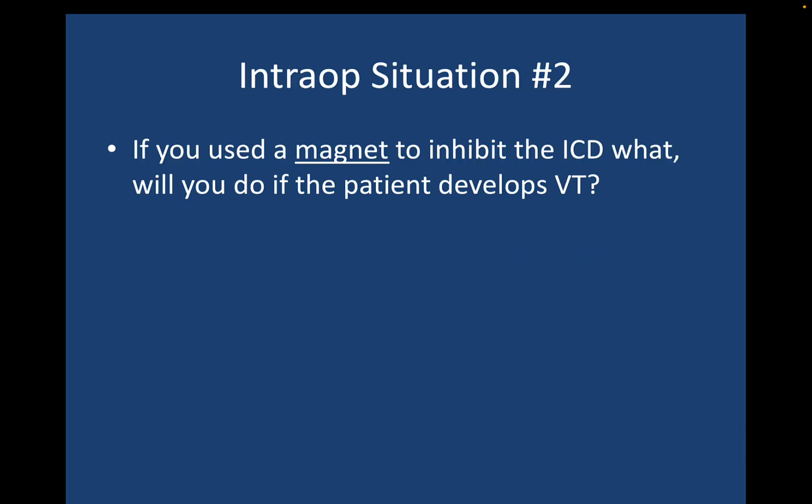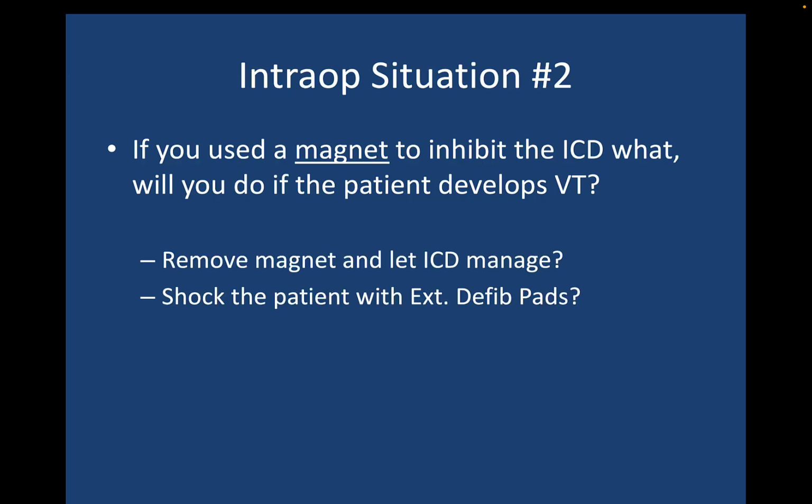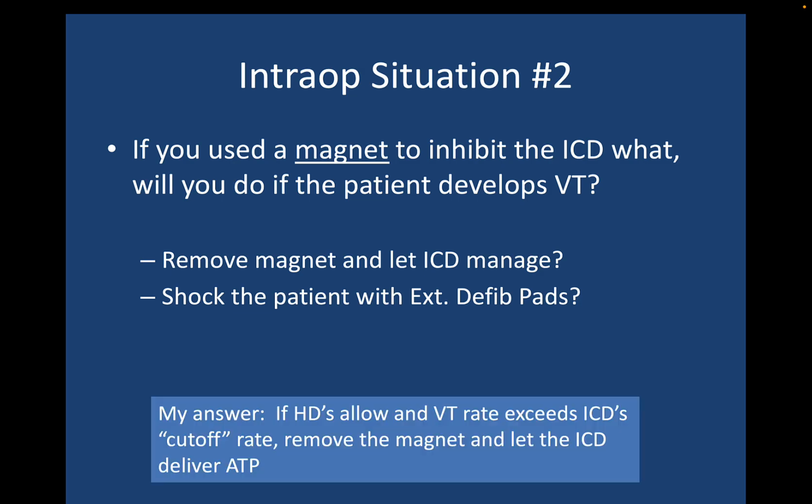Another scenario is where a patient develops VT, and we talked a little bit about this in one of those case reports. You have two choices. Again, you can remove the magnet and let the ICD manage, or you can shock the patient with the external defibrillatory pads. Now, because ATP is quite effective, assuming that the hemodynamics allow it, and you know that the VT rate exceeds the ICD's cutoff rate, I would remove the magnet and let the ICD try to break that VT with ATP first, obviating the need for a shock.